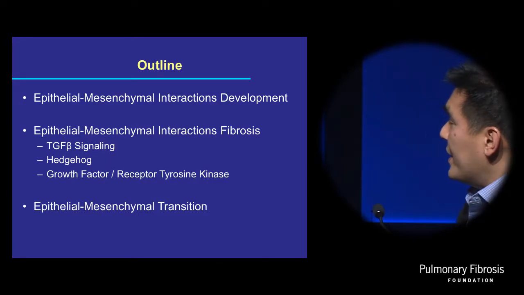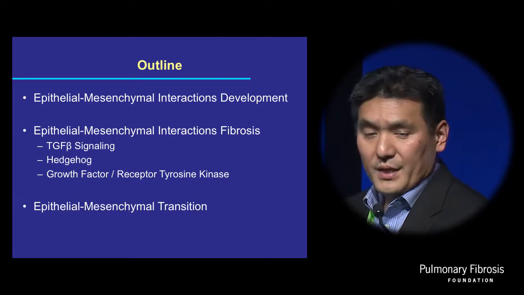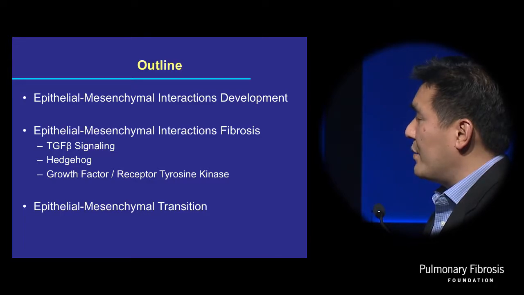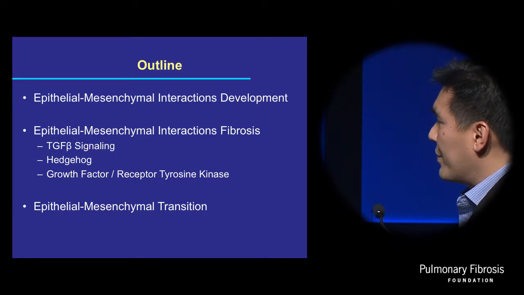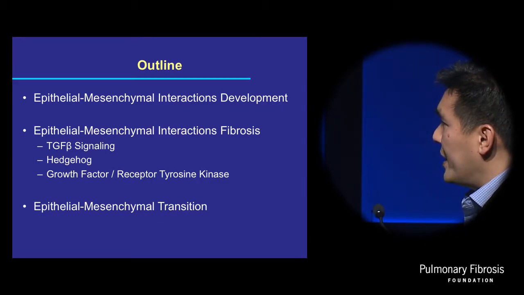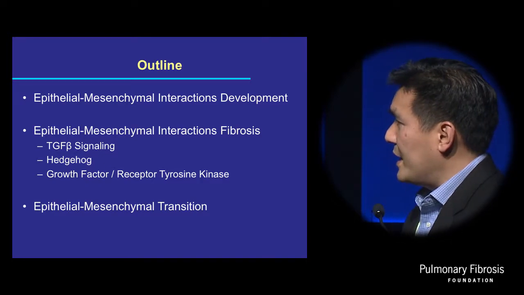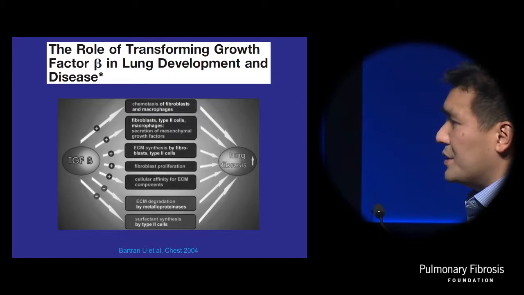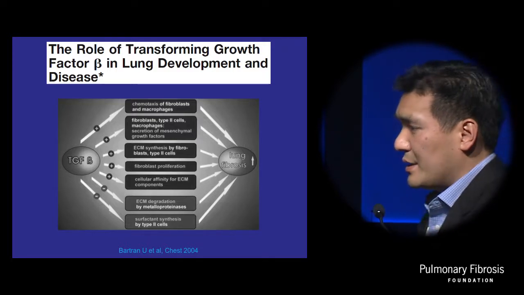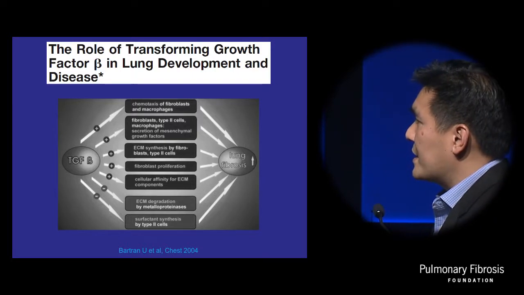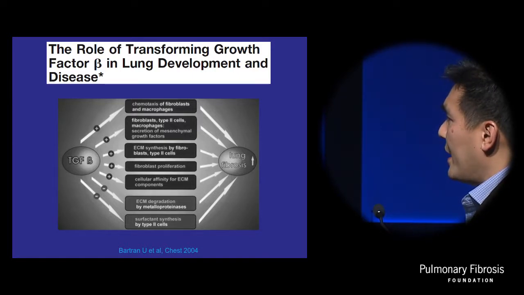So this is where I am in the talk. I wanted to highlight three separate pathways that in a lot of ways challenge the old dogma with regards to epithelial mesenchymal interactions in fibrosis, including TGF-beta, hedgehog, and growth factor receptor tyrosine kinase signaling. So the first is TGF-beta, which is known to induce many pro-fibrotic phenotypes and is the most well-studied inducer of lung fibrosis. This is just a sketch of the TGF-beta pathway.